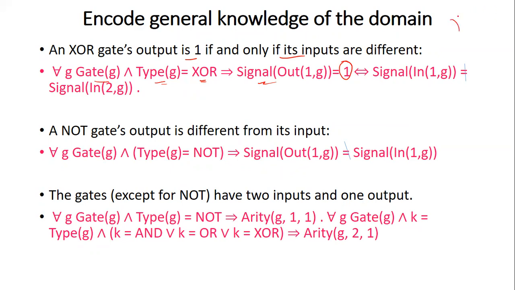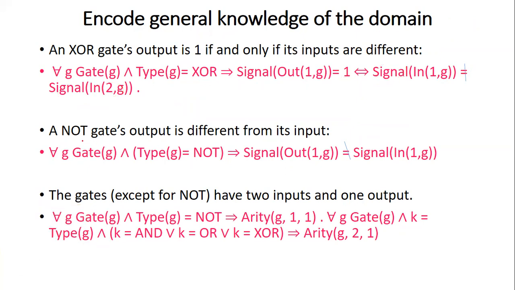So we are considering XOR with only 2 inputs. So both these inputs should be different. The signal of the first input to the gate should not be equal to the signal of the second input of the gate. In that case, if the first input is not equal to the second input, then the output of this gate will be 1. Okay. So this is how we represent the XOR gate.